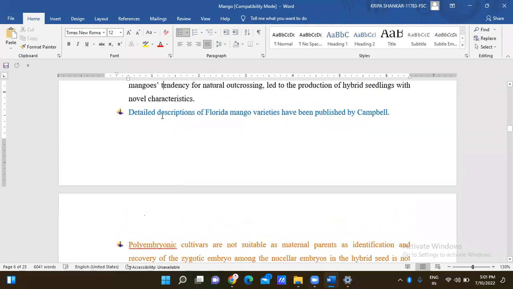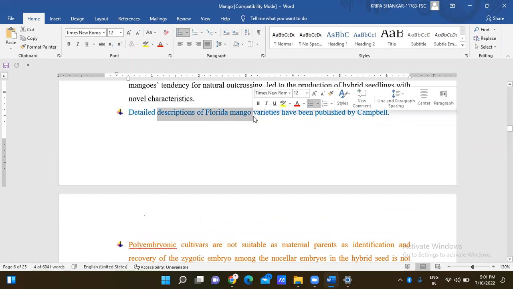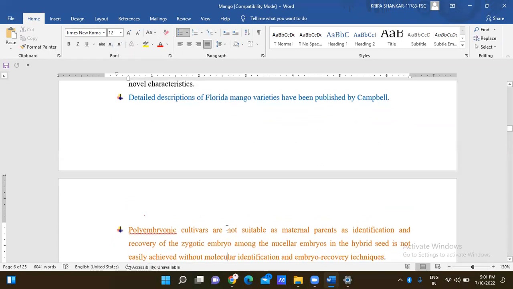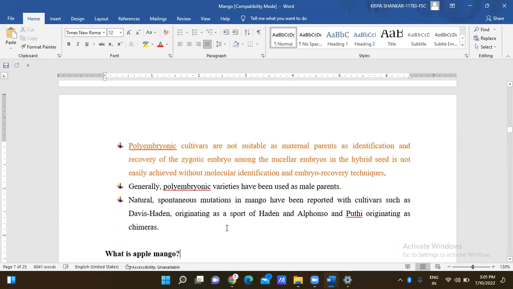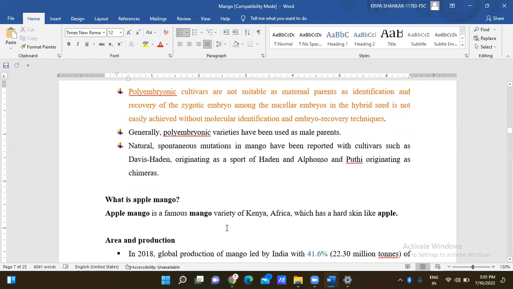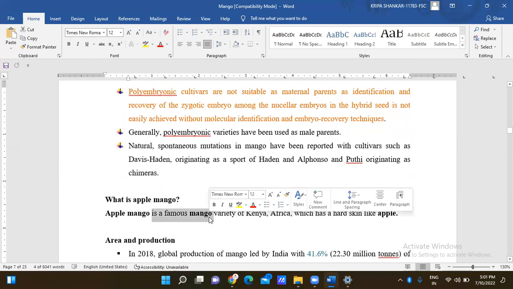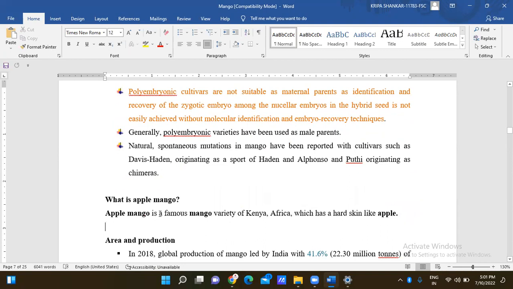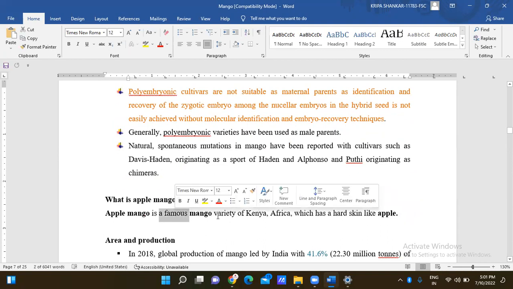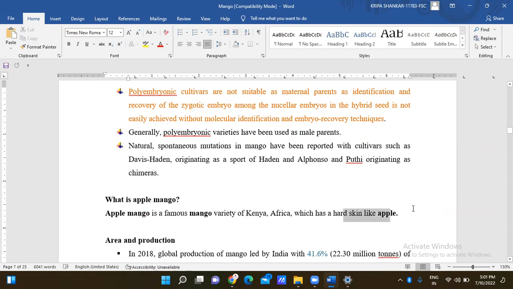This is also an important question: the detailed descriptor of Florida mango was published by Campbell. Here you can also go for the year. What is the apple mango? This is also a famous question. Simply, you should know apple mango is a famous variety of mango, a variety of Kenya, Africa, having hard skin like apple. That's it. Apple mango looks like an apple, and it is mostly common in Kenya, Africa.